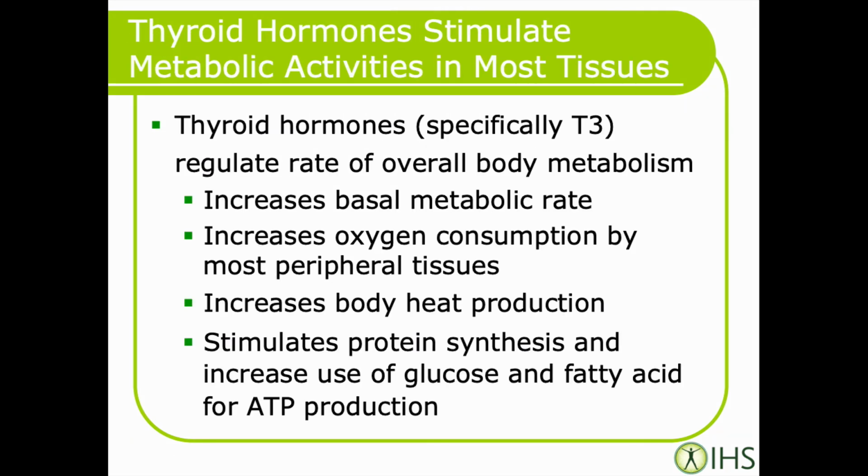Thyroid hormones have a number of different activities, and they act on most tissues. One of the key things thyroid hormone does is help regulate overall body metabolism. It increases basal metabolic rate. It increases oxygen consumption by most peripheral tissues, which increases their ability to make energy. It increases body heat production, and it also stimulates protein synthesis and increased use of glucose and fatty acids for ATP production. So it has this overall effect on regulating metabolism, and that's specifically T3 because, of course, T3 is the active hormone.